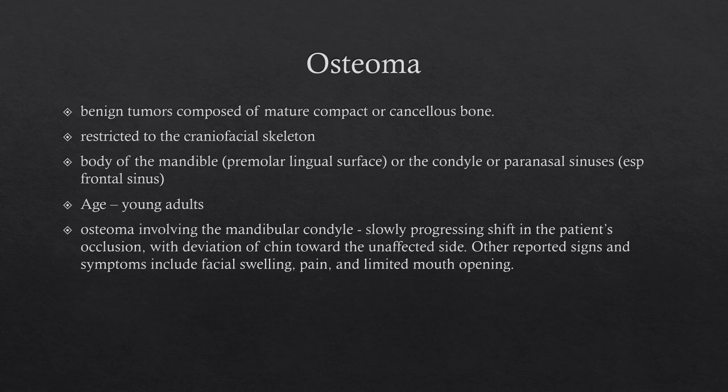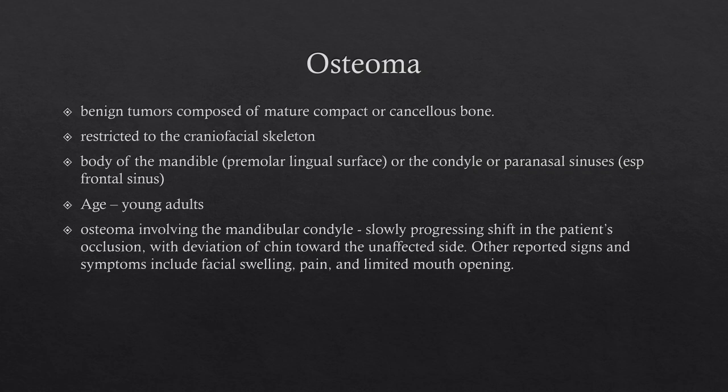The next disease is osteoma, which are benign tumors composed of mature, compact, or cancellous bone, and they are restricted only to the craniofacial skeleton. It most commonly occurs inside the frontal sinus, which is a central osteoma, and in the jaws, the premolar area or the lingual surface of the premolars is the common site.